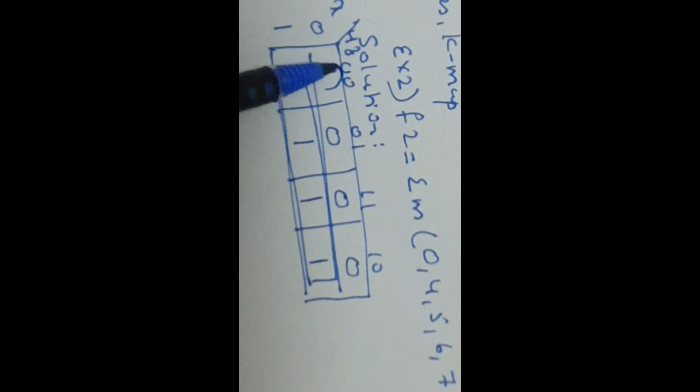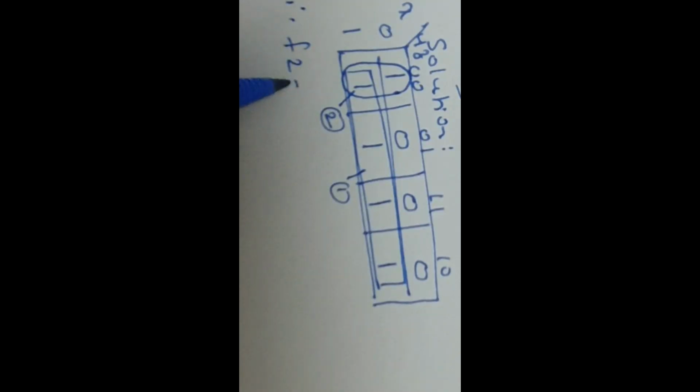So now the grouping is, these are adjacent, so it makes a quad. Octet is not possible, all 8 are not ones. Then we have to go for the quad. Next 4 ones are covered with this quad. This one is not covered. So to cover this we will make one more pair here. This is the first group and this is the second group.